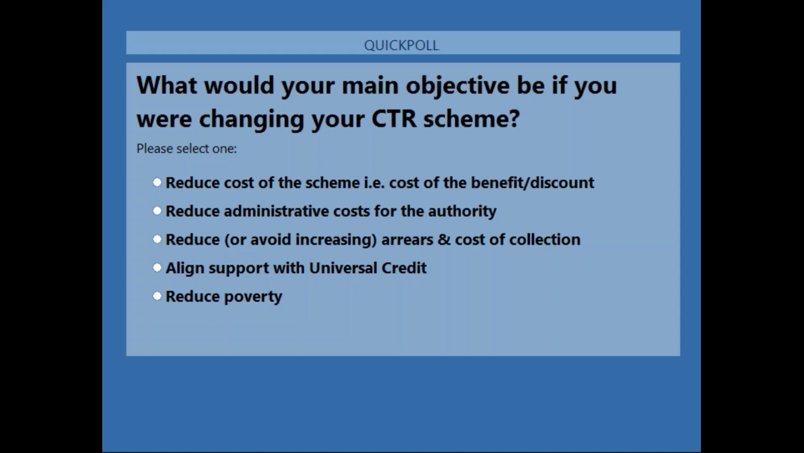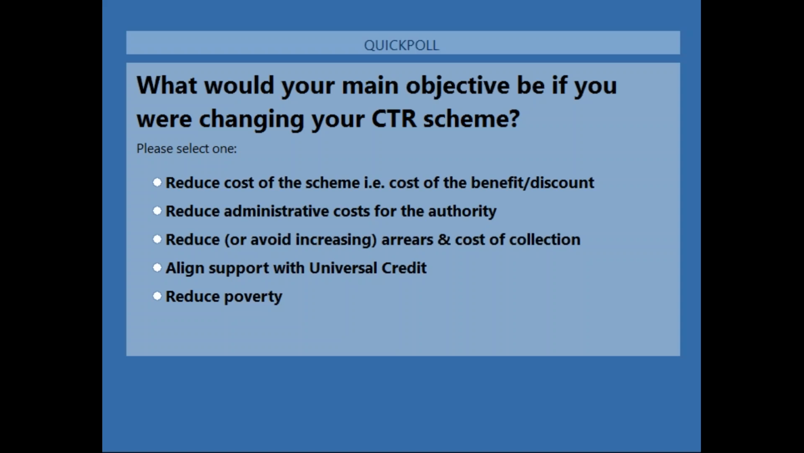Secondly, reducing the administration costs for the authority. Thirdly, reduce or indeed avoid increasing arrears or cost of collection. Fourthly, align support with universal credit, or finally, reduce poverty. I can see everybody voting as we speak, so it's great to see. I shall give you just a couple more seconds to make your mind up. I appreciate it's a tough one because you may have dual objectives.